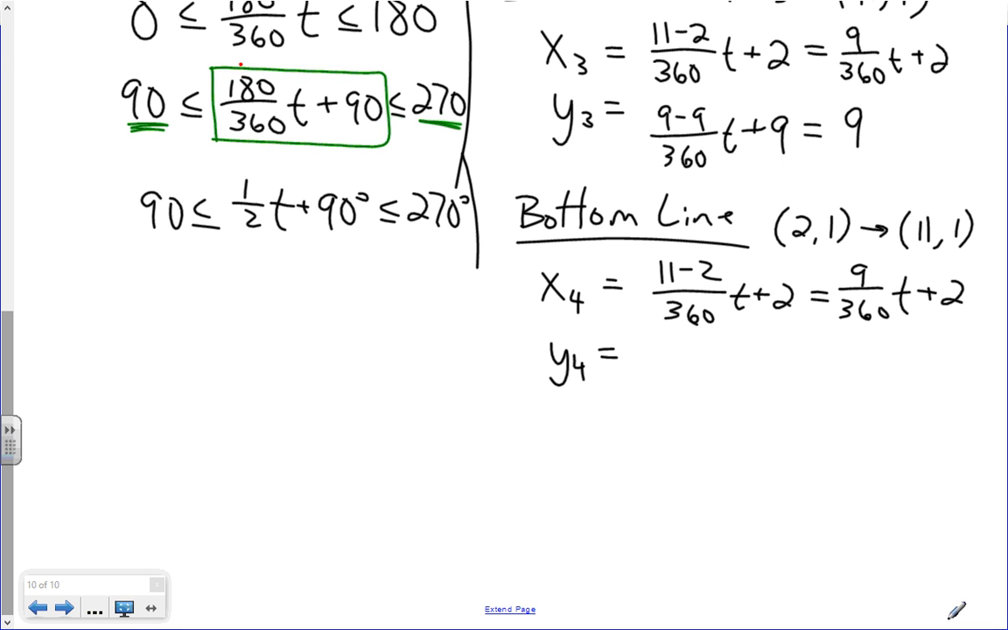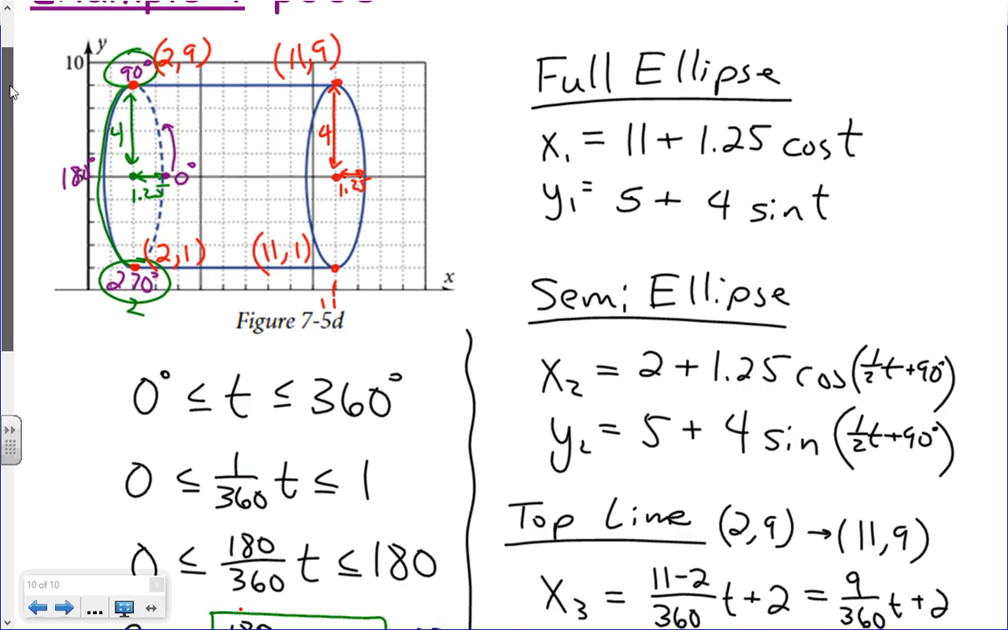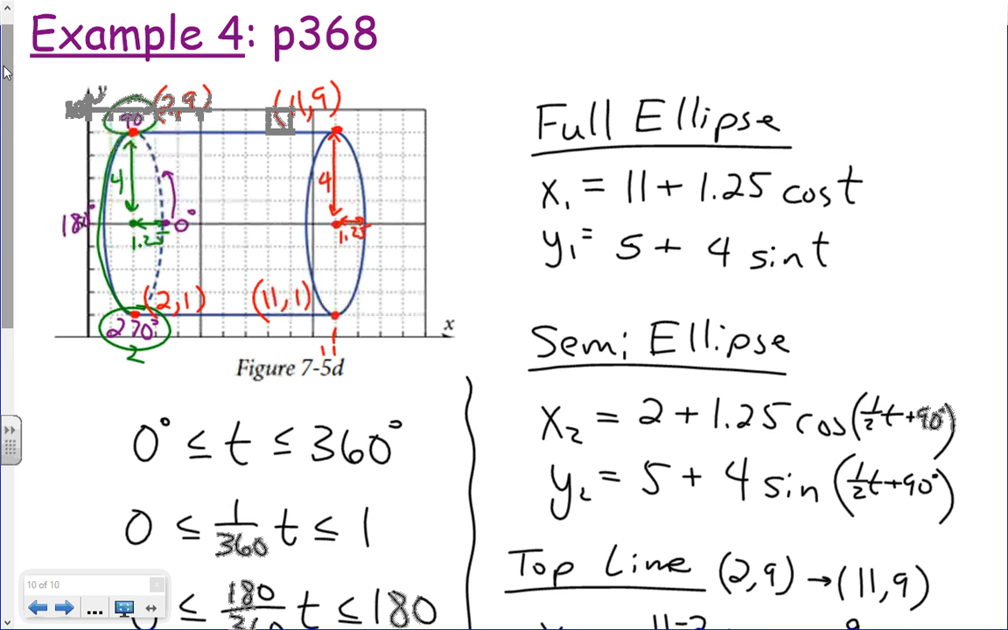And for our y's, it's 1 minus 1. There's that 0 again showing up, over 360 times t plus 1. Or that's better known as just 1. All right. That should give us the equation there of our cylinder that we've got sketched here.